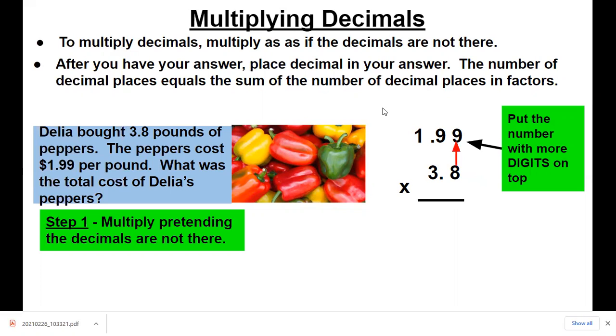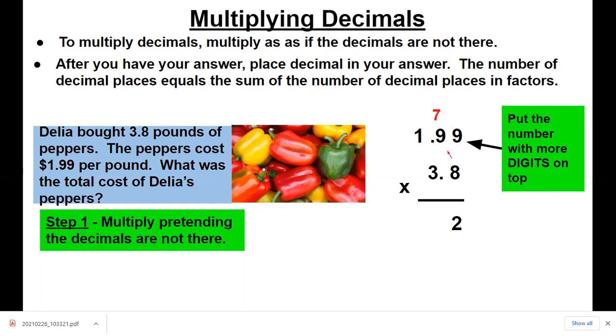5 times 9. And if you need your multiplication chart, that's fine. Just don't use a calculator. Then you're going to start getting to know some of these facts. 5 times 9 is 45. So I'm going to put down the 5, and I'm going to carry the 4.